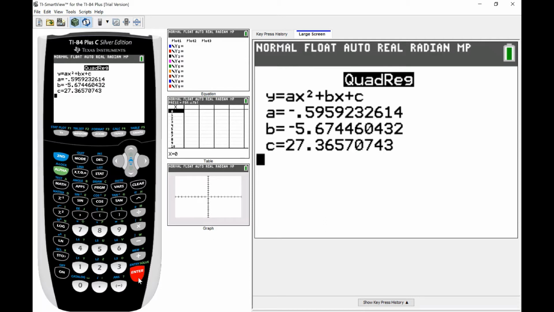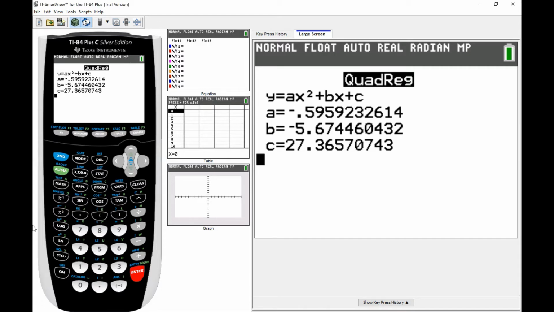Because we're dealing with a quadratic equation, we have values for a, b, and c. I'm going to round it 2 decimals out. So my regression equation would look like this. y is approximately negative 6x squared, I rounded that a value, minus 5.67x plus 27.37. That's my regression equation.